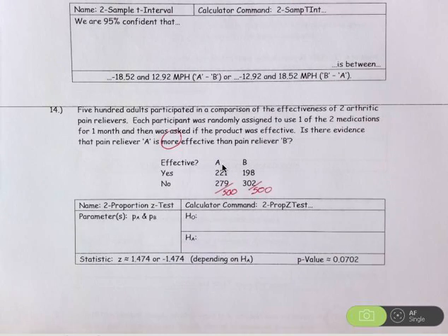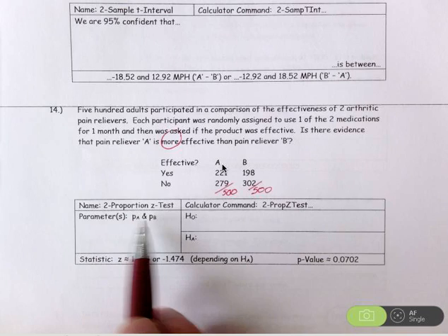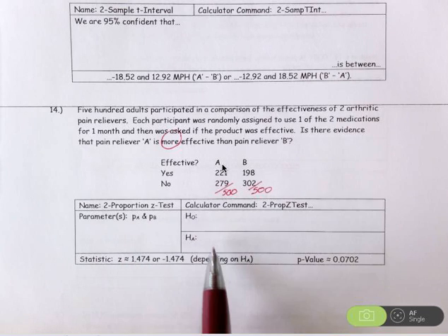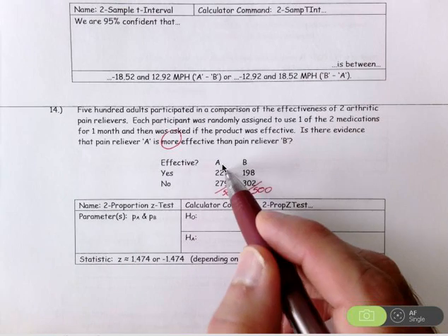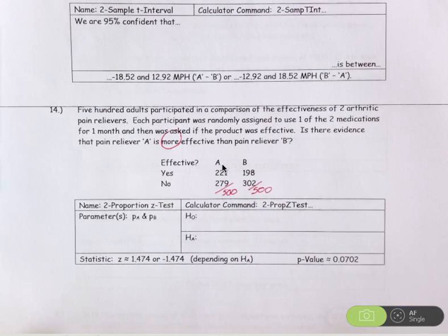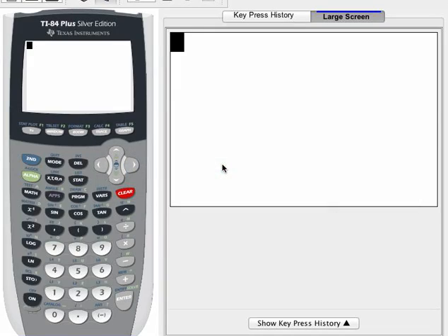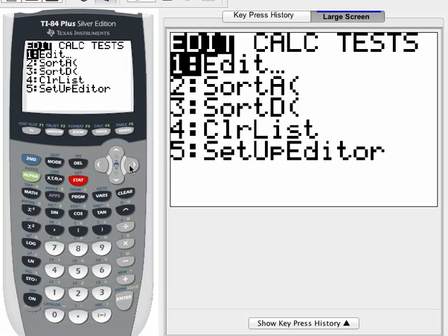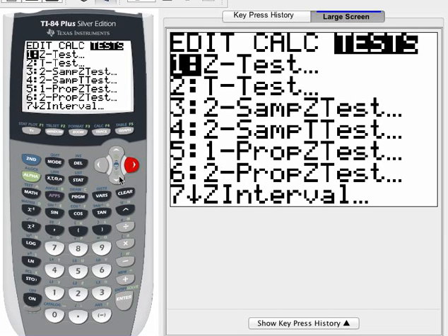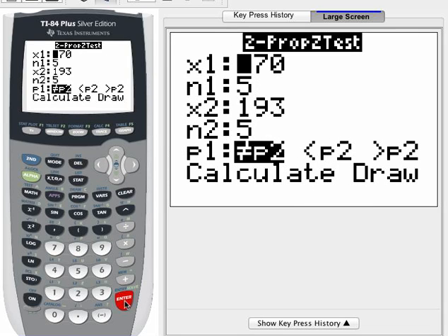So it's important in the calculator, if we're going to take the proportion A minus the proportion B and look for a positive alternative, we have to put in the data for A first and the data for B second into the graphing calculator. So we'll go to Stat and over to Tests. We'll select the two-proportion z-test. That's option number 6. So again, we have to enter A first.